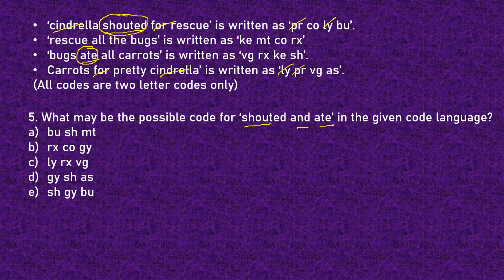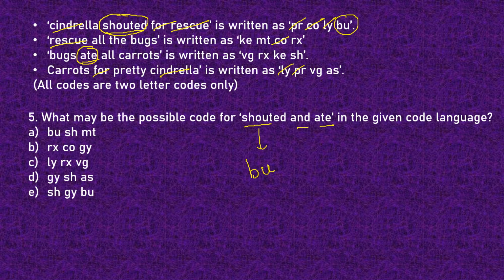Now let us see rescue. So I find rescue here and rescue here. So cancelling out rescue, we are cancelling out CO also. So what are we left with? We are left with BU. That means shouted has the code BU assigned to it. Since we don't have "and" here, obviously the code will also not be present because the word "and" has not been coded here.